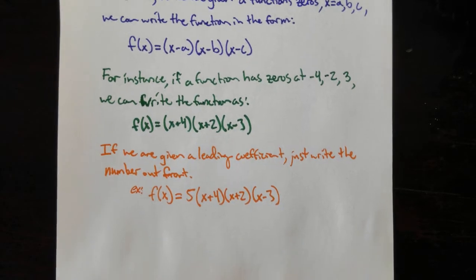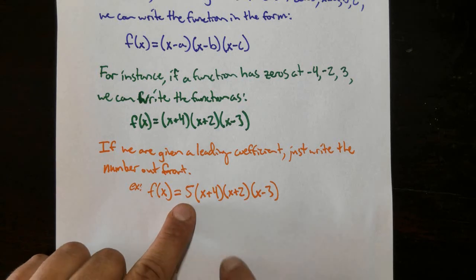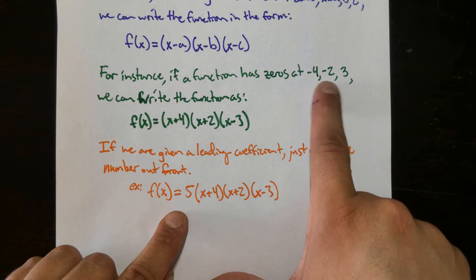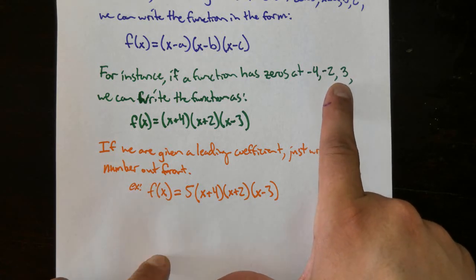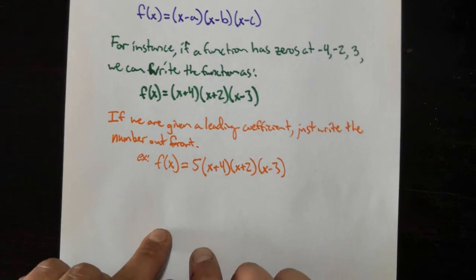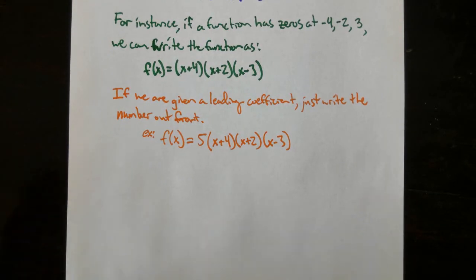Also, if we are given a leading coefficient, we just write that number out front. So for instance, say we're given the same example, zeros at -4, -2, and 3, but we're also given that it has a leading coefficient of 5. Well, we just write the 5 right up front, just like that.